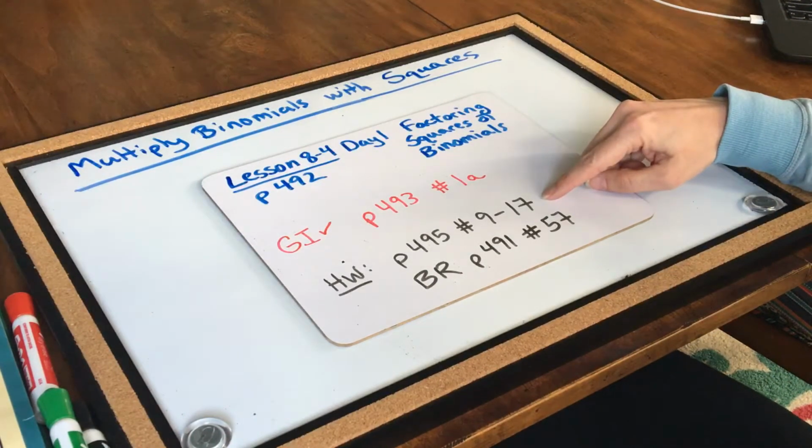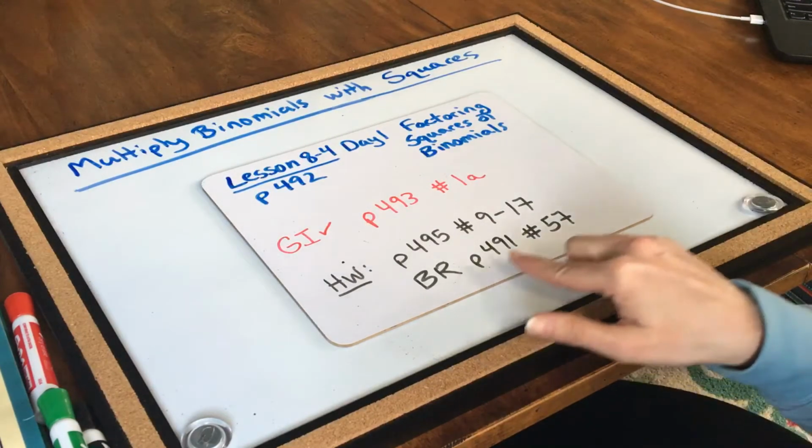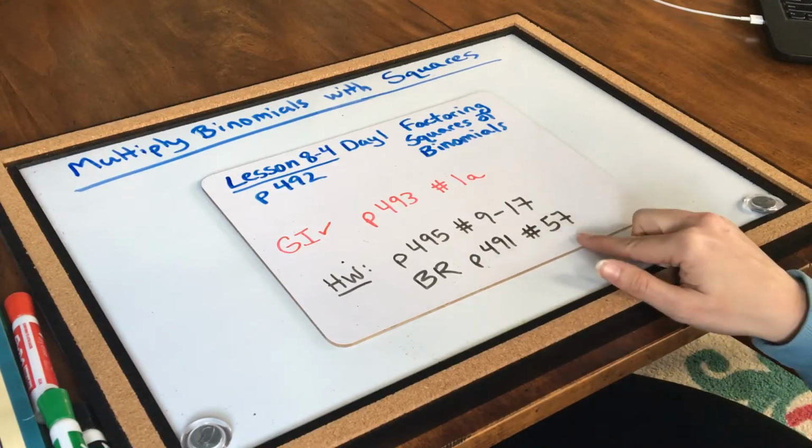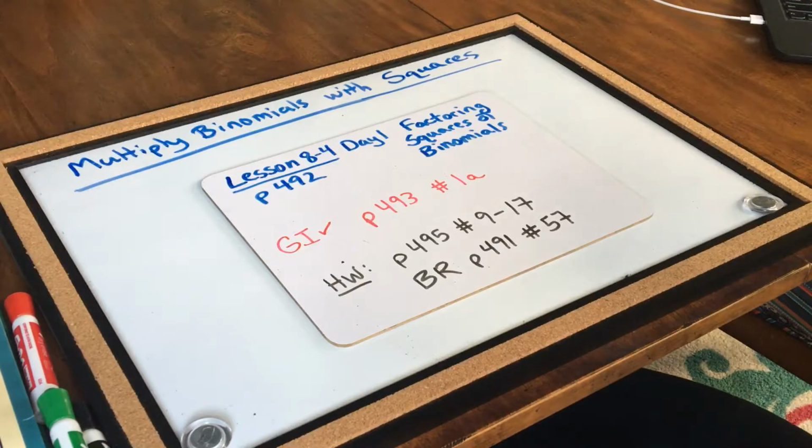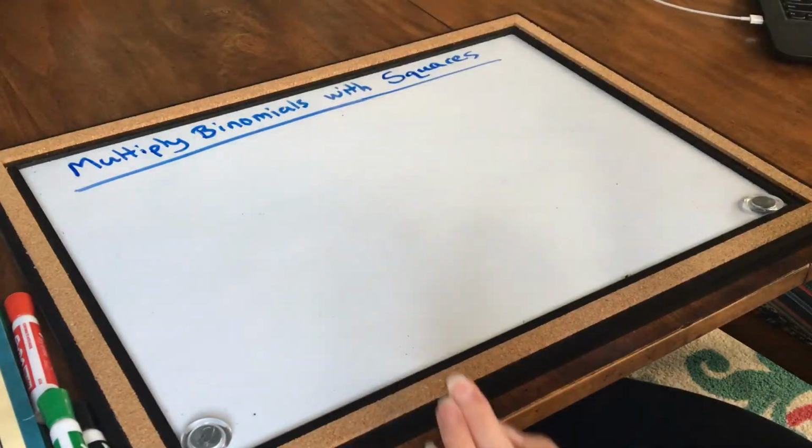Our homework today is going to be page 495, numbers 9 to 17, and our bell ringer is page 491, number 57. Don't forget your 3 sentences. Okay, let's take a look.